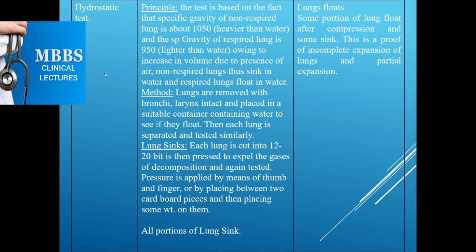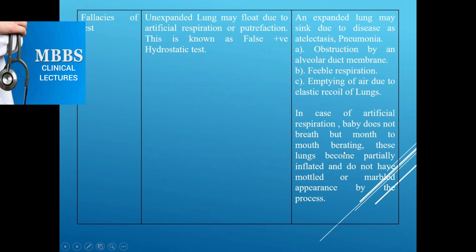Pressure is applied by means of thumb and fingers, or by placing the pieces between two cardboard pieces and then placing some weight on them to squeeze out the air. When all portions of lung sink, it means no respiration was established. Sometimes some portion of lung floats after compression and some sinks. This is proof of incomplete or partial expansion of lungs. It may be due to artificial respiration.